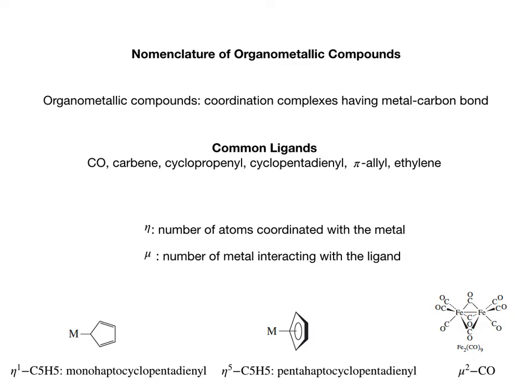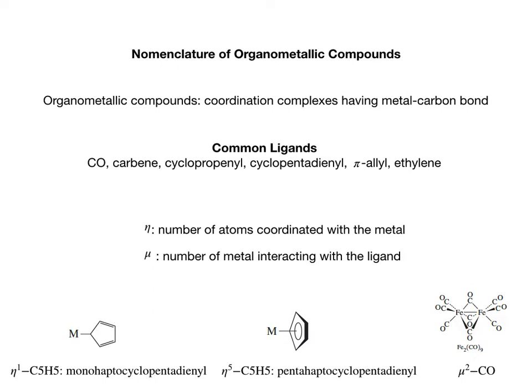The only difference is that the kinds of ligands we're going to encounter here are going to be very different from the case of coordination complexes. For example, the most common ligands we're going to encounter are the carbonyl, and the carbene, which is CH2 with two free electrons.